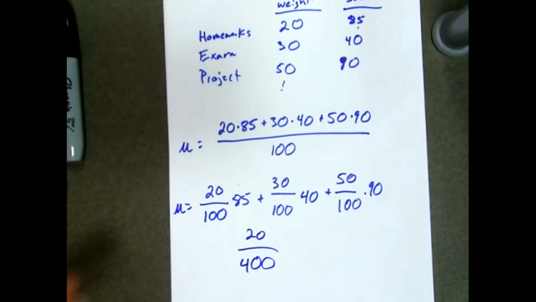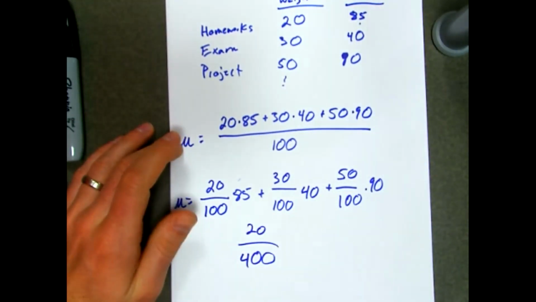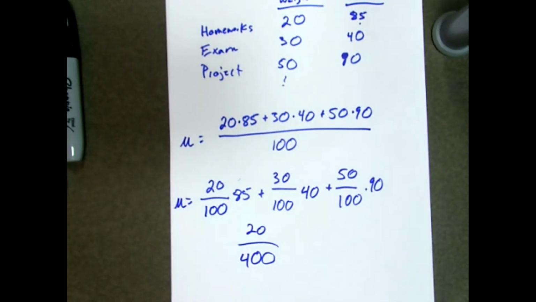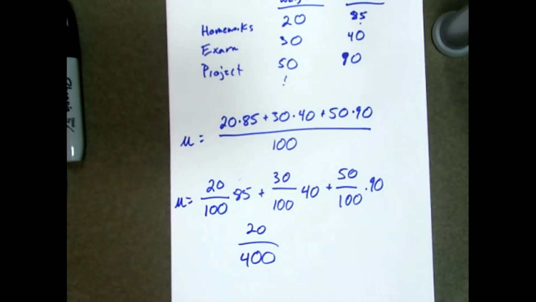It doesn't really matter which way. Whichever one of these methods is easiest for you or connects most with you, that's the way you can think about it. It's just a slightly different way of visualizing what this weighted mean is. Okay. Any questions on that? All right.